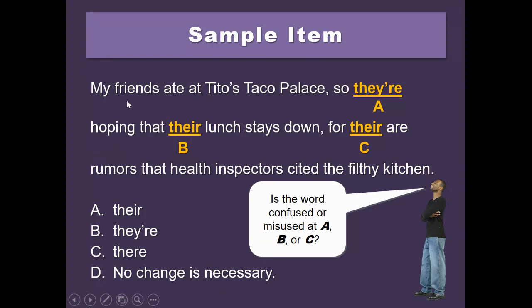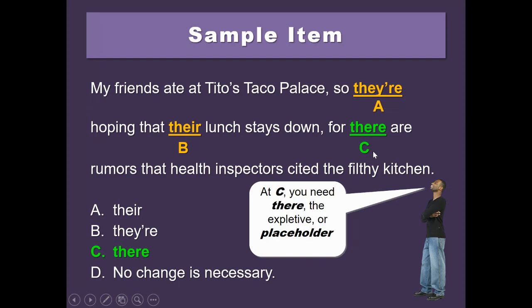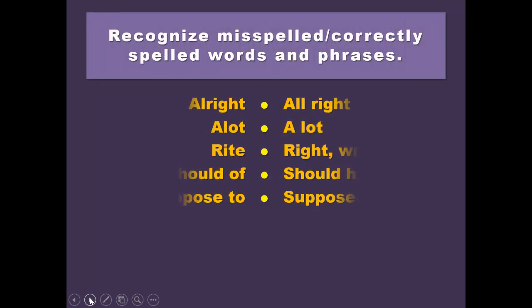And so if you read through that really quick, my friends ate at Tito's Taco Palace, so they're hoping that their lunch stays down, for there are rumors that health inspectors cited the filthy kitchen. And the correct answer is this there, number C, because it actually refers to location or a placeholder. The THEIR shows possession, which is being used correctly there. And the THEY'RE is a contraction, and it stands for they are. And like I said, we'll get into those in a little bit, in a few minutes.